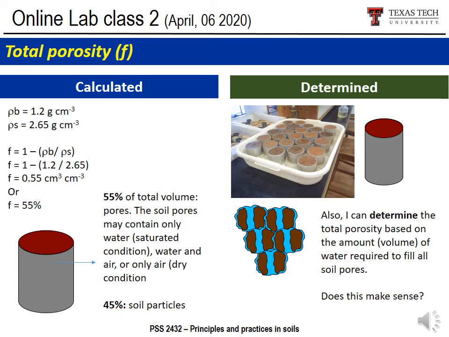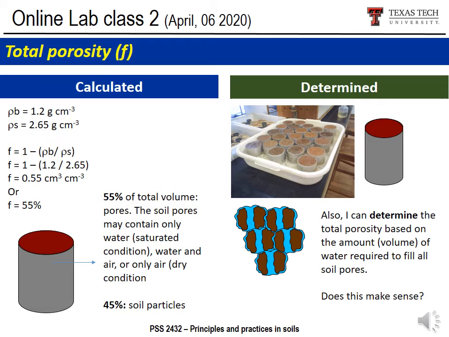What does that mean? 55% of total volume. If you imagine your volumetric cylinder, 55% corresponds to soil pores. The soil pores may contain only water, saturated condition, water plus air, or only air, the dry conditions, right? And 45%, of course, is the soil particles. Okay?